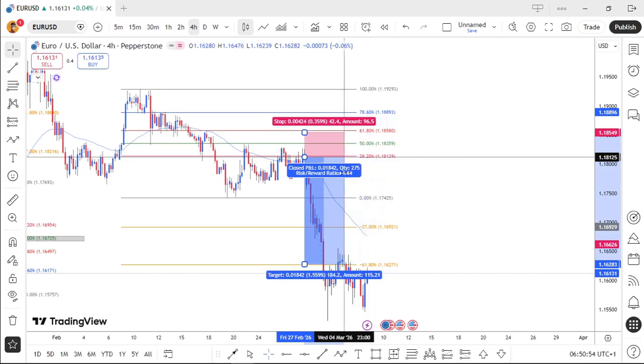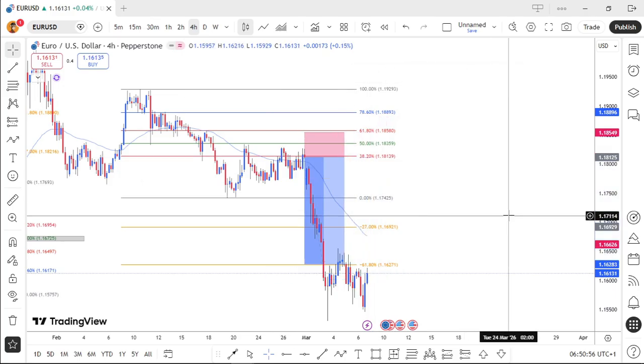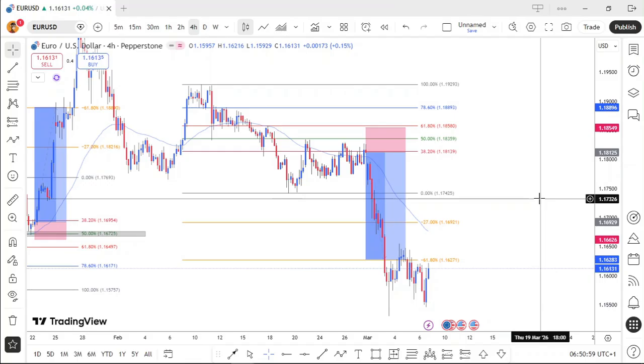So you see, Fibonacci is a very powerful tool. It helps you to find your retracement, your pullback areas, and your potential take profit area.